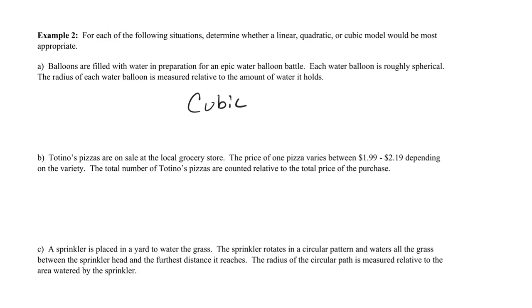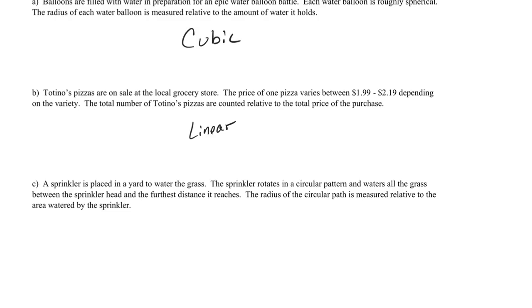Let's look at B. Totino's pizzas are on sale at the local grocery store. The price of one pizza varies between $1.99 and $2.19 depending on the variety. The total number of Totino's pizzas are counted relative to the total price of the purchase. So for every one pizza you buy, you're going to go up about $2, right? If you buy 3, you go up $6. That is kind of a staying the same. The rate of change stays the same, so that is linear.